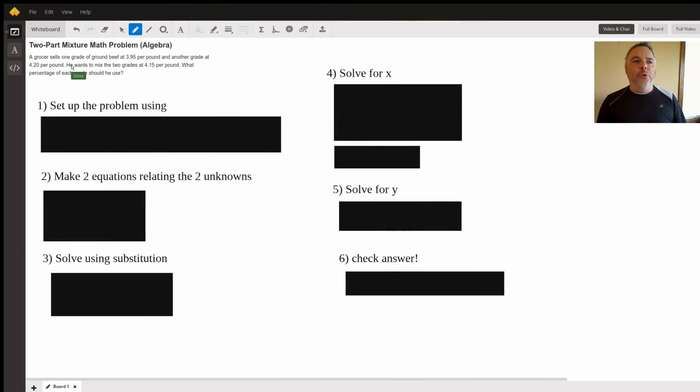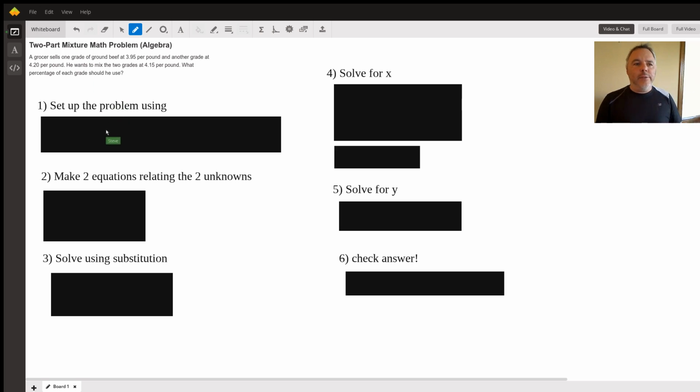So the problem statement shown here: a grocer is selling one grade of ground beef at $3.95 a pound and another grade at $4.20 a pound. He wants to mix these two together and come out with $4.15 per pound. So what percentage of each does he need?